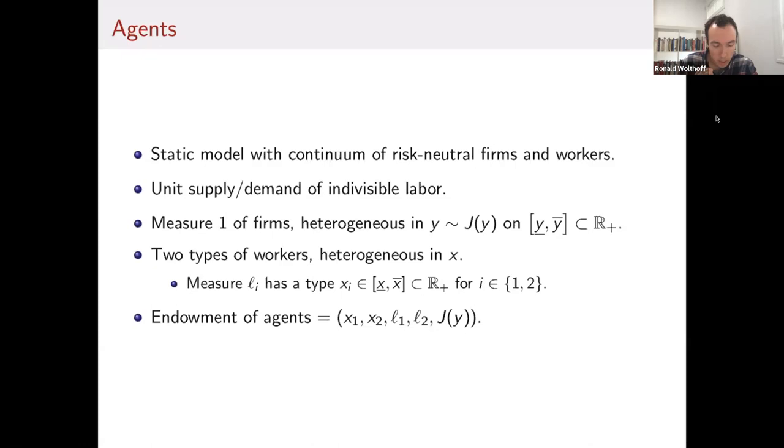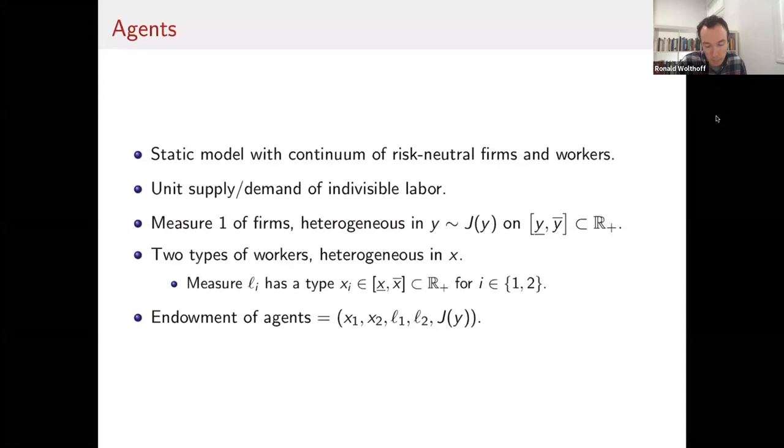Okay. Then on the worker side, we're going to have two types of workers, low types and high types. Okay, and they're heterogeneous in X, where X again is in a certain interval, and so we have X1 for low types and X2 for high types, and there is a particular exogenous measure of each, which we denote by lambda I. And so the endowment of agents in this economy is described by this tuple here: the productivity levels of the workers, their measures, and the distribution. Okay, and that's going to be important because in the end, we're going to derive sorting conditions that hold for any endowment of agents.